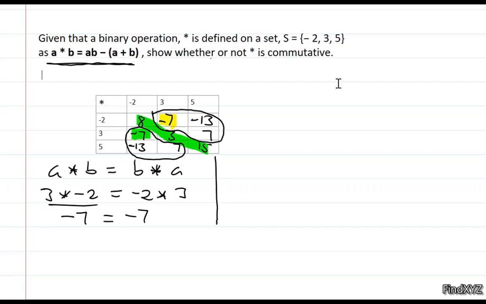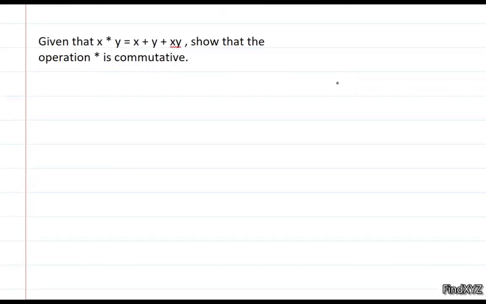Let's take a look at another example. In this example, we have to show the operation star is commutative. Now, what is commutativity? We say the order does not matter. So X star Y must be equal to Y star X. What is X star Y? So X star Y is X plus Y plus XY.